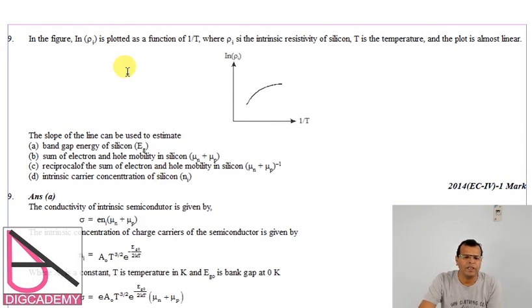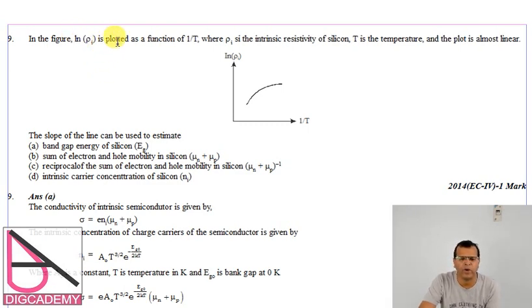In the figure, the natural log ln rho I is plotted as a function of 1/T, where rho I is the intrinsic resistivity of silicon, T is temperature, and the plot is almost linear. You can see that relationship, the plot between ln rho I and 1/T. The slope of the line can be used to estimate something. We have to see what this slope is representing.